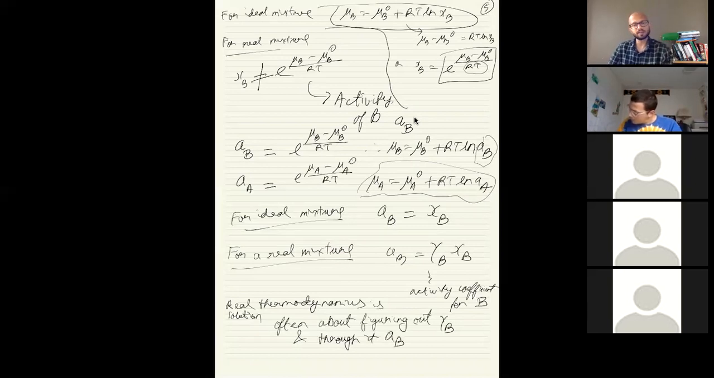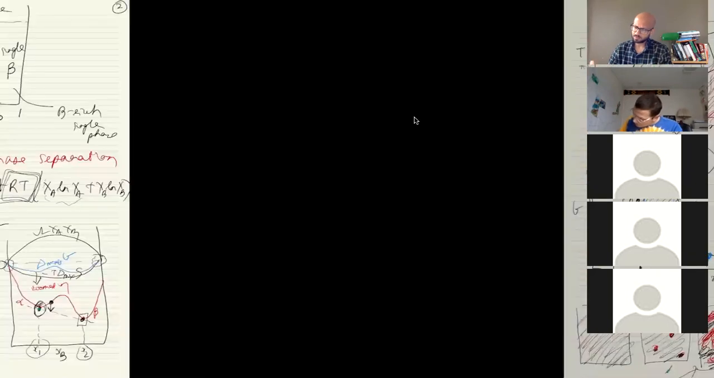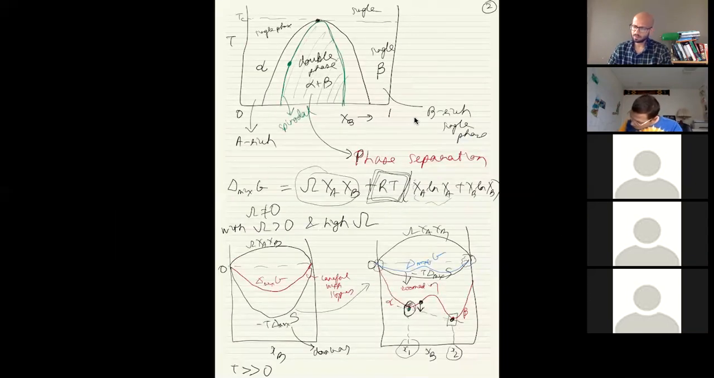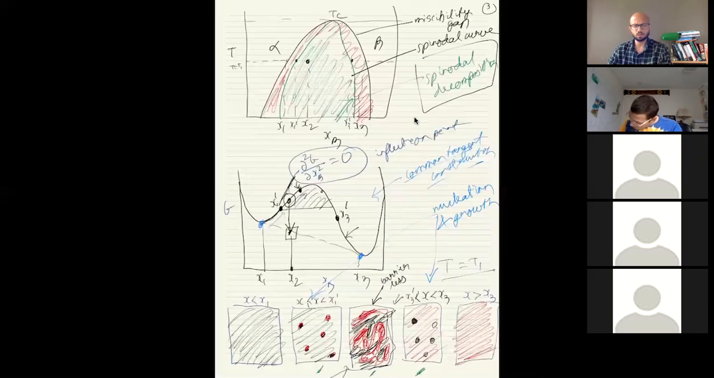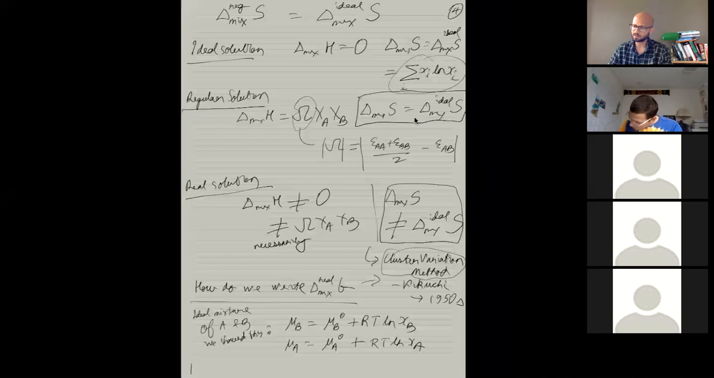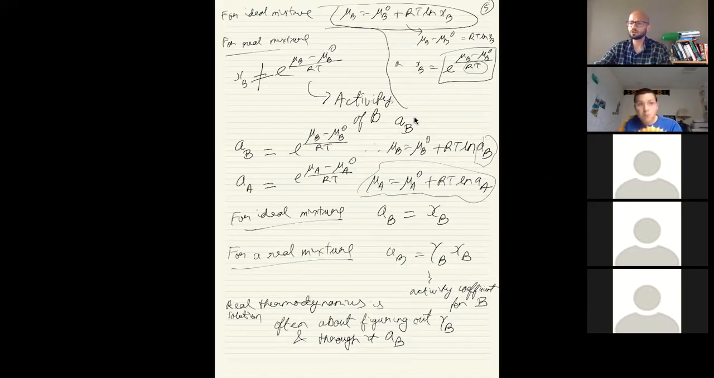Once you can figure out the activity, then you can go and use all the machinery that we have developed for regular solution. It all stays the same. All of the things that we have been writing down over here, all these models in one form or the other might be useful, these ways of thinking, because we have preserved this mu b is equal to mu b naught plus RT ln XB equation. We have preserved it. Now we can go and talk about delta mixing G and everything. Instead of XB, we will have AB, and the whole machinery remains the same. The end will be, you will be calculating the free energy curve and moving from there.